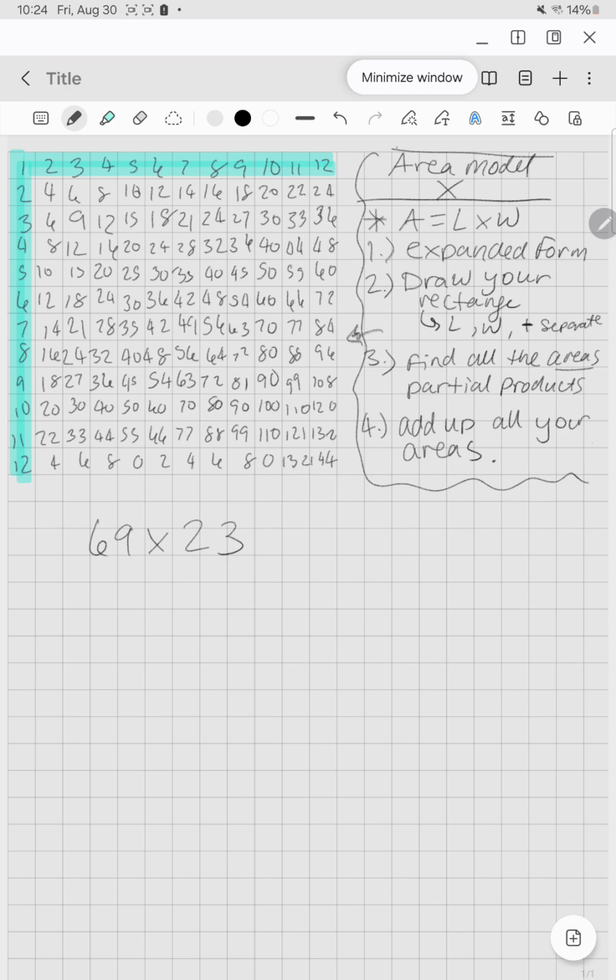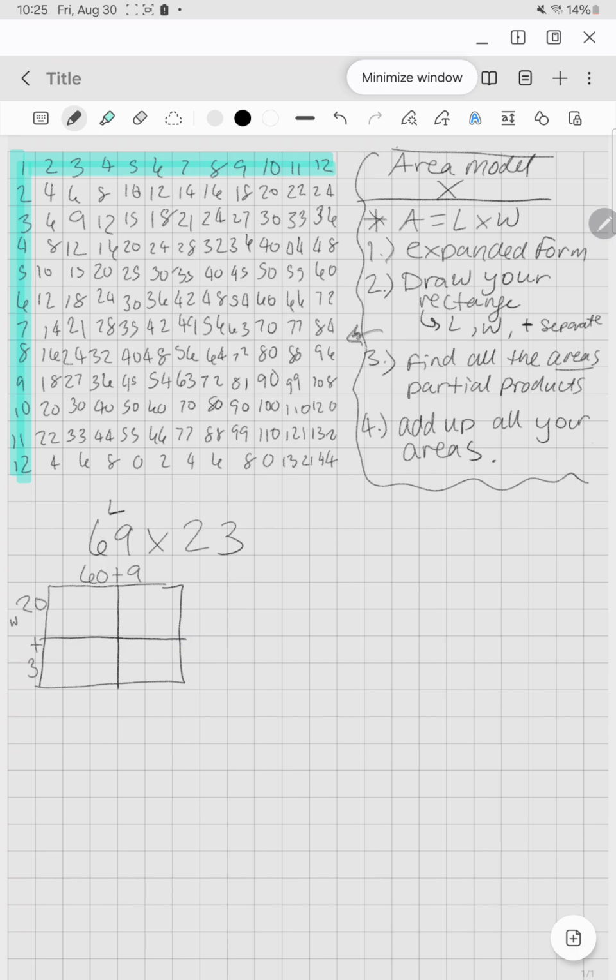Well, I know my first step is to expand the numbers. So I already know that 69 is 60 plus 9. And 23, we break that up. The bigger number I like to put on top, but you don't have to, but the bigger number goes on top, which is the length, and the side is always the width. So 23 in expanded form would be 20 plus 3. And so I'm drawing my box, and wherever I see that plus, I go ahead and separate that.